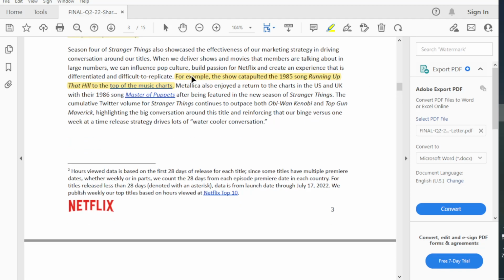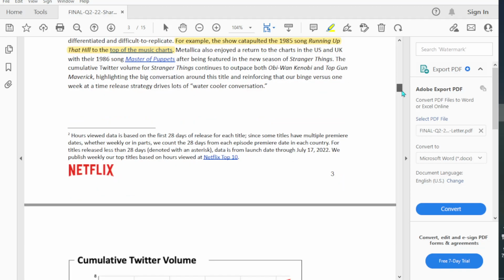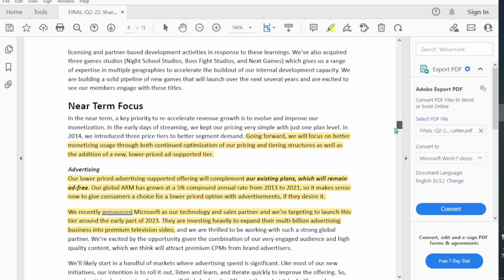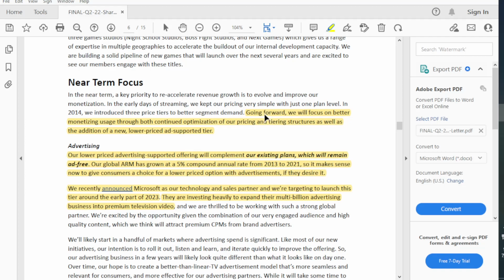And just a little side note, for example, the show catapulted the 1985 song Running Up That Hill to the top of the music charts. So that's just how much of an impact Stranger Things had. So scrolling down a little bit more, they say near-term focus. Going forward, we will focus on better monetizing usage through both continued optimization of our pricing and tiering structures, as well as addition of a new lower-priced ad-supported tier.